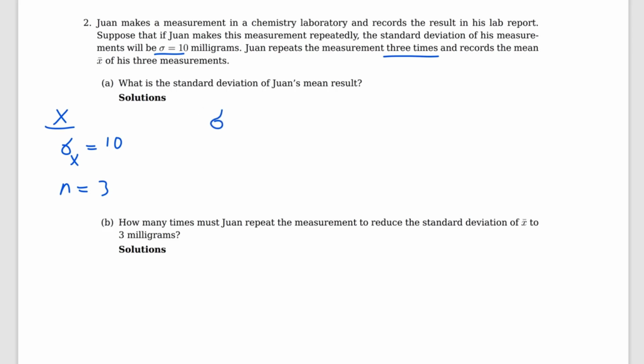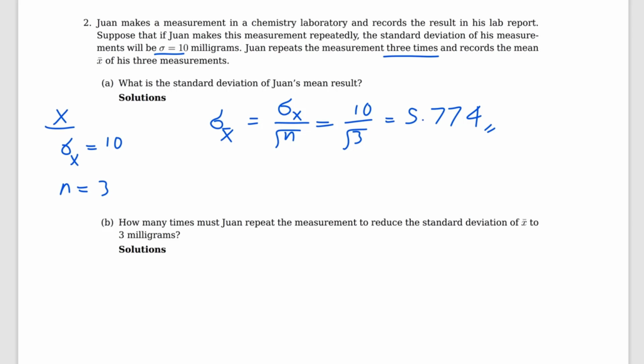Standard deviation of the mean. So what is this? This equals sigma x divided by root n. So sigma x bar equals 10 divided by root 3. So this should be 5.774. So that is the standard deviation of the mean. Understood everybody? Right. So next one.